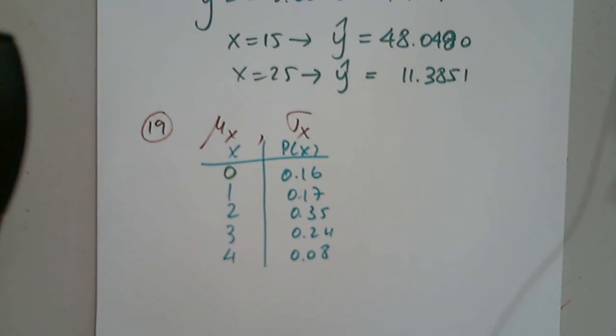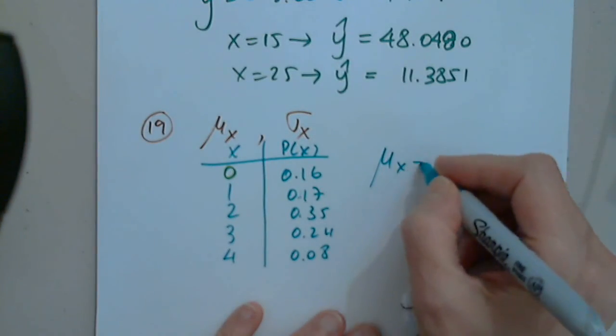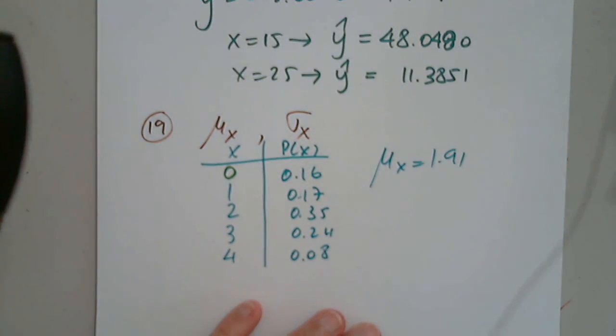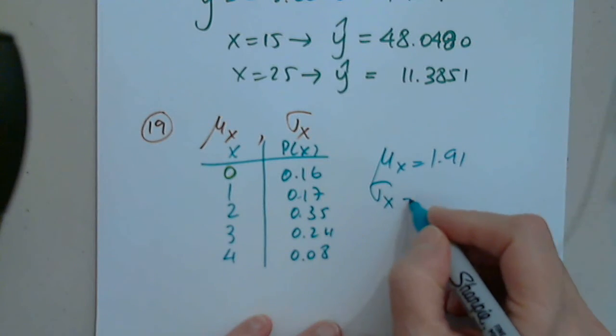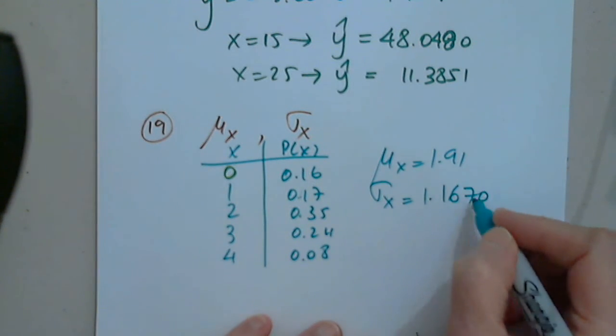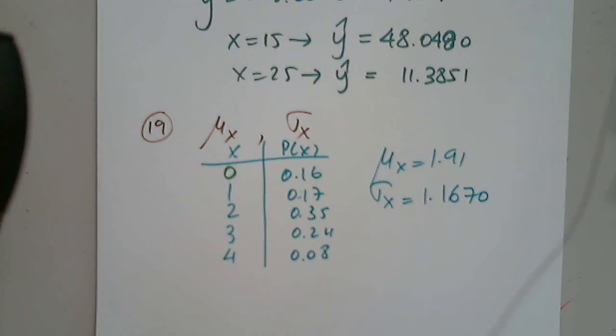Okay. So here it is. The mean, 1.91, and the standard deviation, 1.1670. Any questions on this? How do we interpret this if we need to?